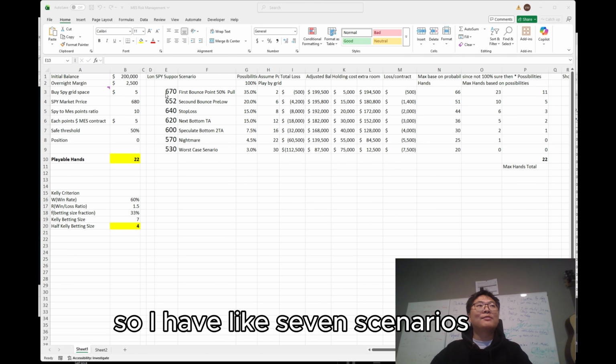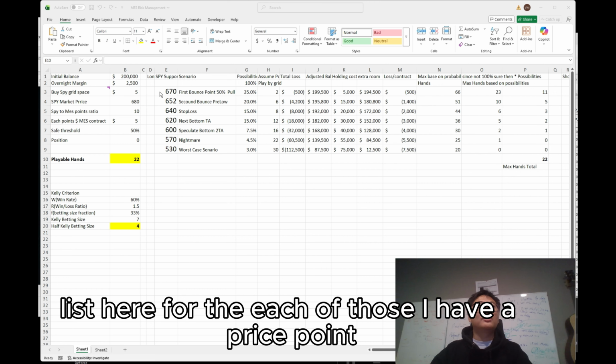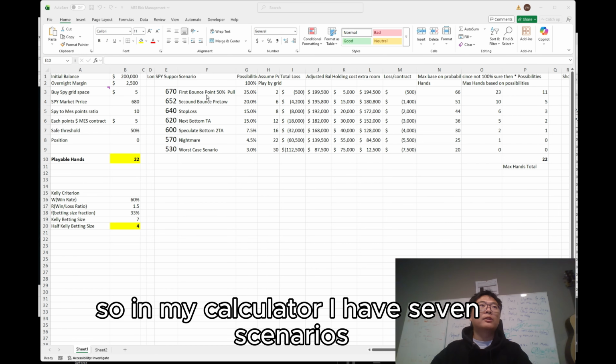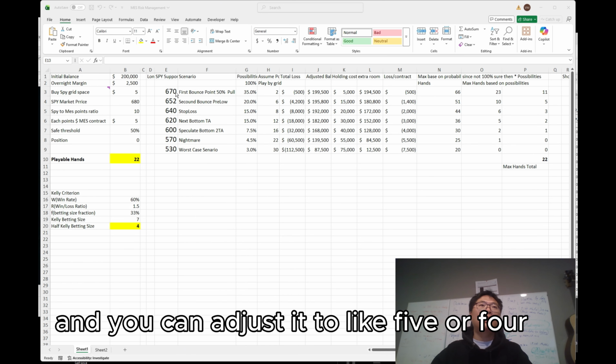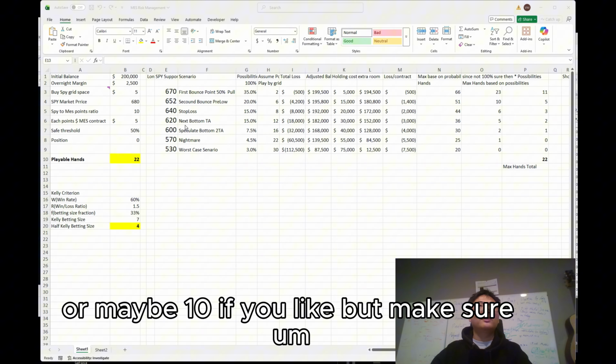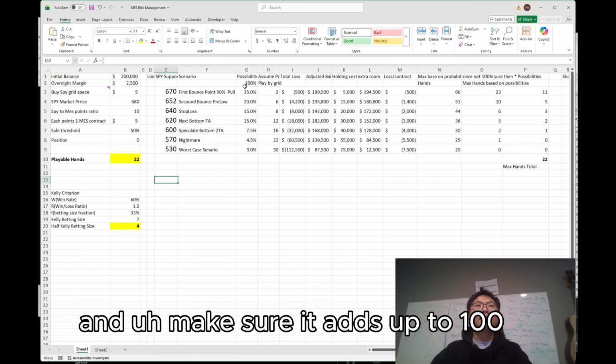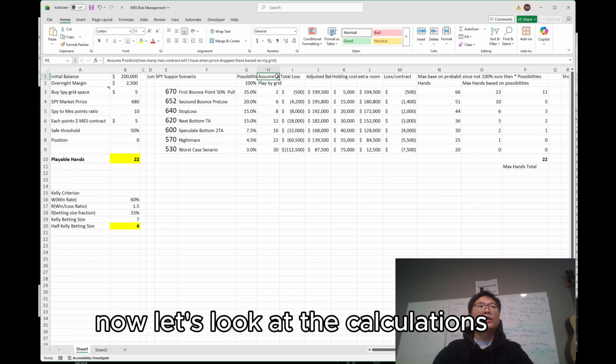So I have 7 scenarios listed here. For each of those, I have a price point, and you can make a note of the reason why you believe you're going to bounce back. In my calculator, I have 7 scenarios, and you can adjust it to 5 or 4 or maybe 10 if you like, but make sure each scenario has a probability, and make sure they add up to 100. Now let's look at the calculations.